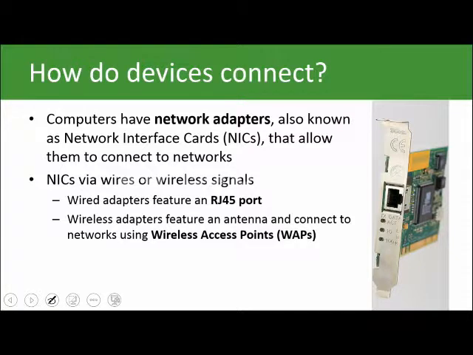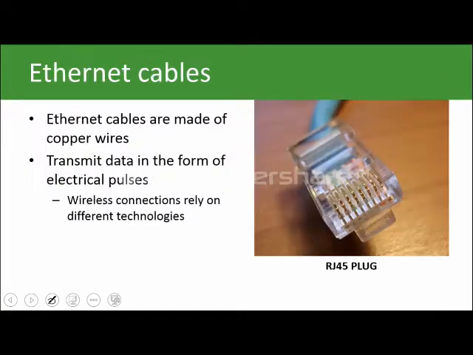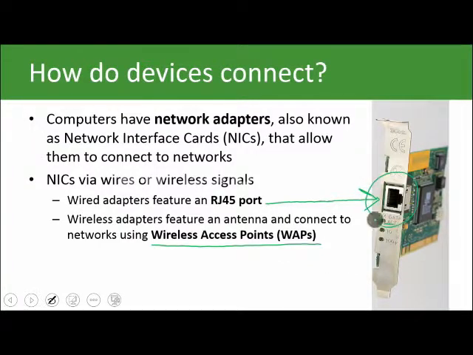NICs communicate via wires or wireless signals, and this wired adapter features something called an RJ45 port. Wireless adapters feature an antenna in contrast, and they connect to networks using wireless access points, which are also an essential connecting device, and we'll detail them a little bit later in a different module. And of course, if we take a look at our RJ45 port, we have to have something that we can connect that with.